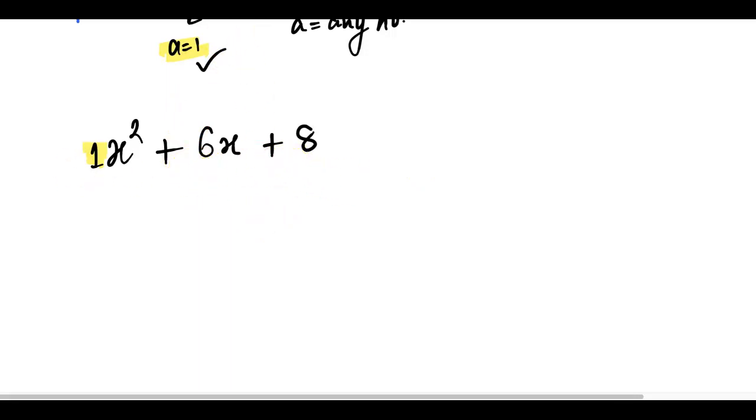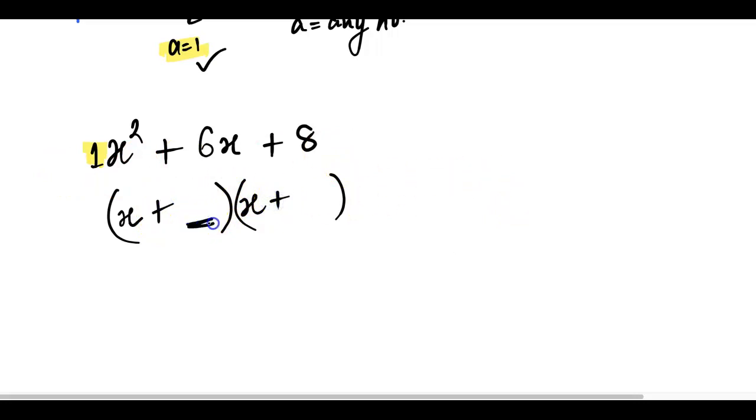If you have an expression given to you to factorize, factorizing is like breaking it into 2 brackets or 3 brackets depending upon the degree. If it's a quadratic equation, we're going to get 2 brackets. If it's a cubic equation, we'll definitely get 3 brackets and so on. So x squared plus 6x plus 8. Now we're going to write x and x. It's a completely positive equation, so both are going to be plus, plus.